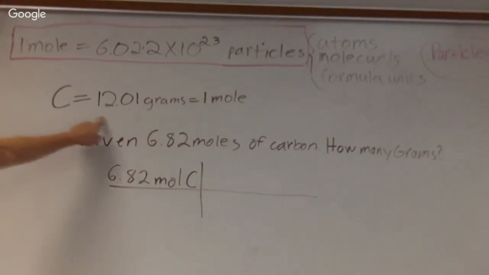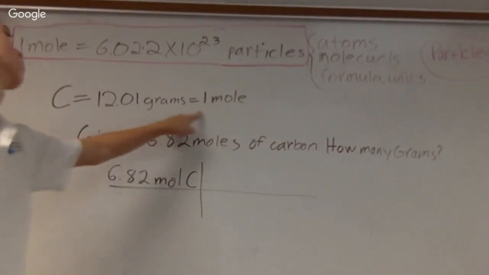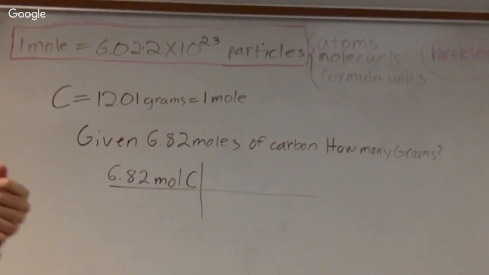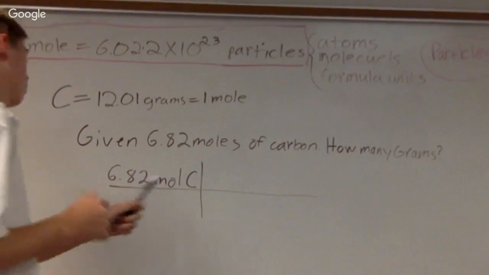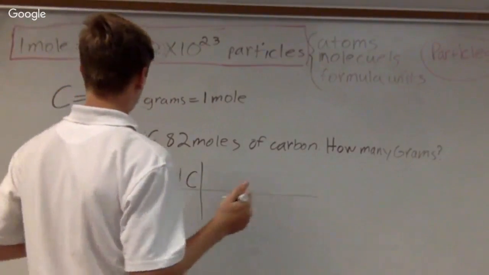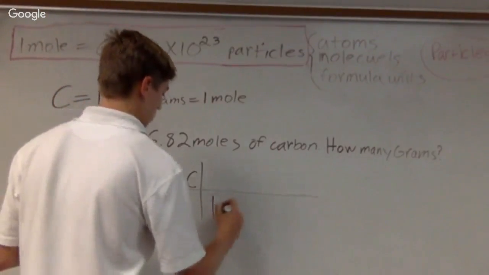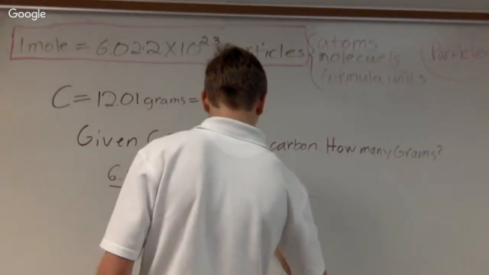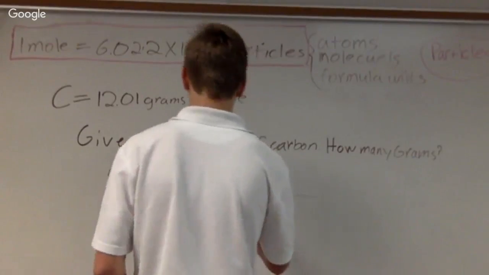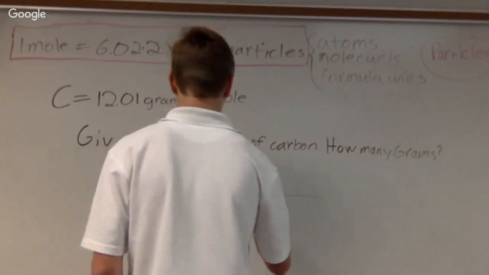So all we have to do right now is set that up so that the moles cancel. Are we always able to put moles on the top or moles on the bottom, depending on what we want to cancel? In this case, what do we want to cancel on top? Moles. So how are we going to put the 12.01 grams and the moles in this to cancel out the moles? 1 mole on the bottom. Very good. I'm proud, guys. 1 mole of carbon on the bottom and 12.01 grams of carbon on the top.